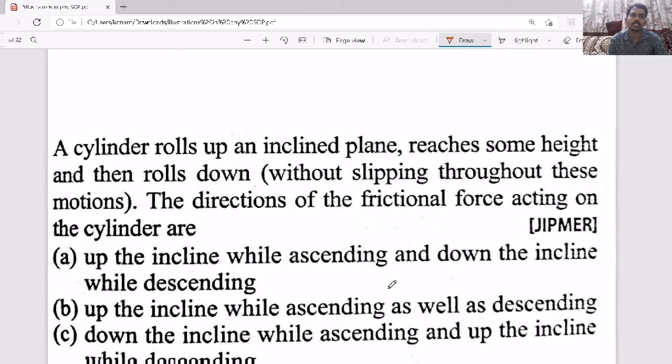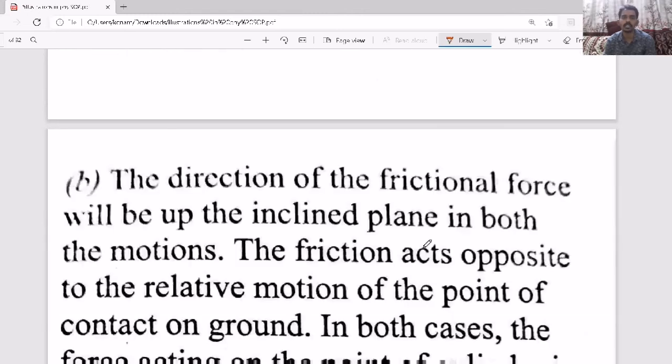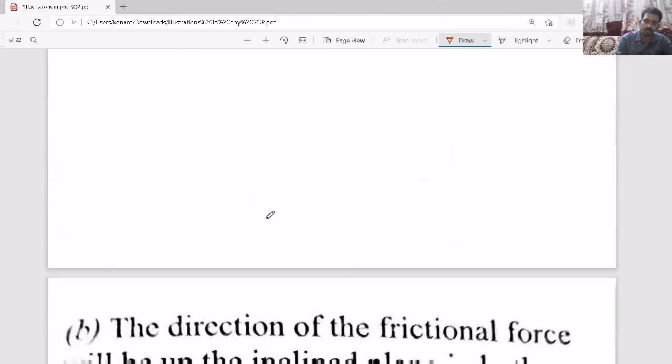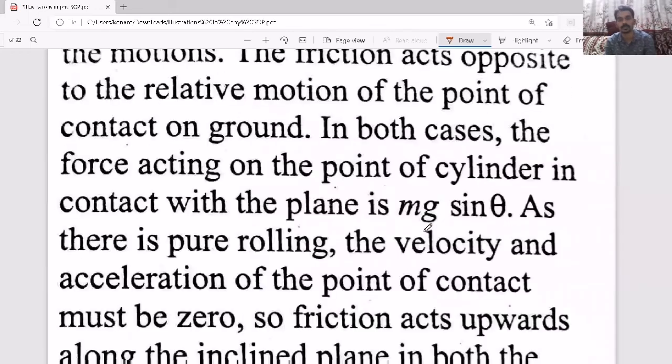Now, a cylinder rolls up an inclined plane, reaches some height and then rolls down without slipping throughout this motion. The direction of the frictional force acting on the cylinder is? See here, the direction of frictional force will be up the inclined plane in both the motions. Why? Because whether it is going up or down, when it is on an inclined surface, the chance of sliding is downward only. So the friction will try to prevent slipping. So the friction should always act in which direction? Upward direction. That's why in both cases friction acts along the inclined plane in the upward direction.